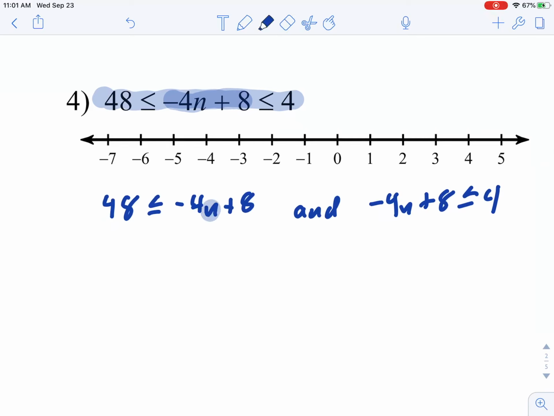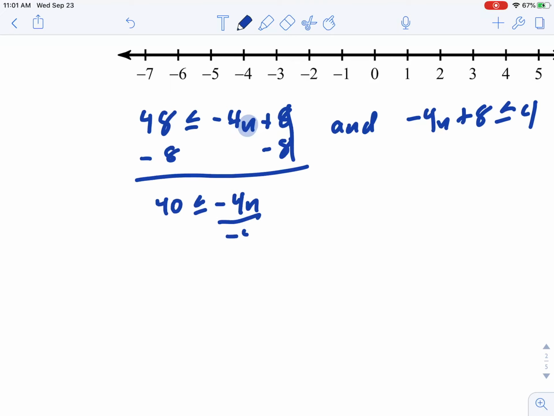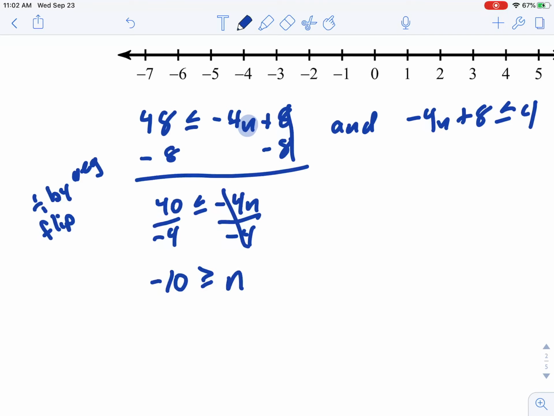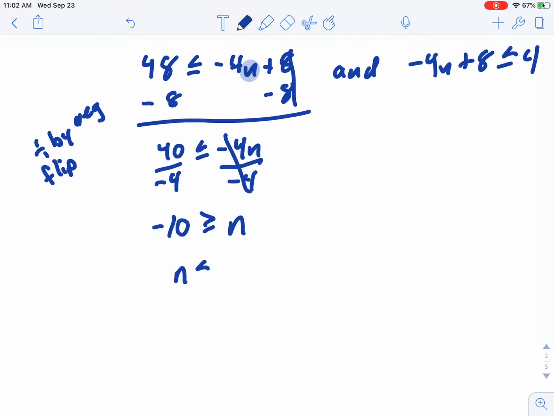So we want to isolate n. I'm going to subtract 8. I get 40 less than or equal to negative 4n. That's negative 4 times n, so I have to divide by negative 4. 40 divided by negative 4 is negative 10. We divide by a negative, so that means we have to flip the sign around. Yesterday I wrote the special rule. So we get negative 10 is greater than n, or if you want, you can invert it so that n is less than or equal to negative 10.